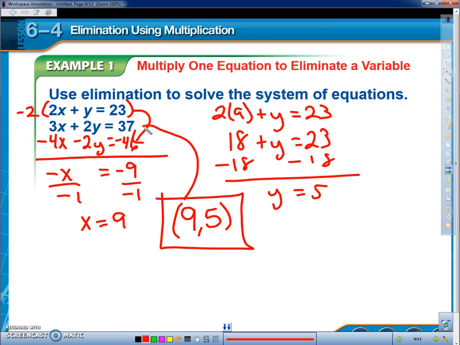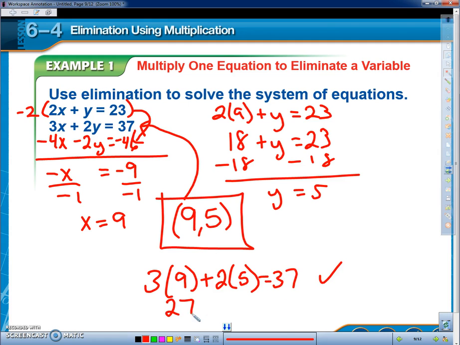But what I'm going to do is put it into this formula right here and make sure it works. 3 times 9 plus 2 times 5 equals 37. And yeah, that checks out because it's 27 plus 10, and that does equal 37. Again, you do not have permission to miss a problem because you can go back and put it into the formula and make sure that it works.